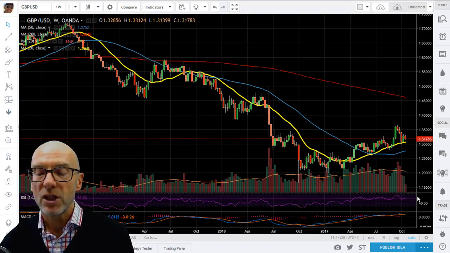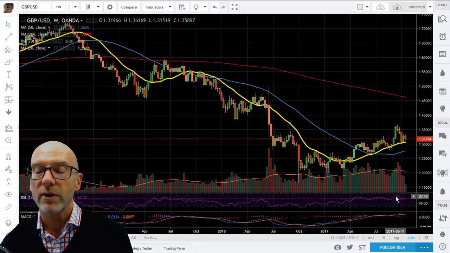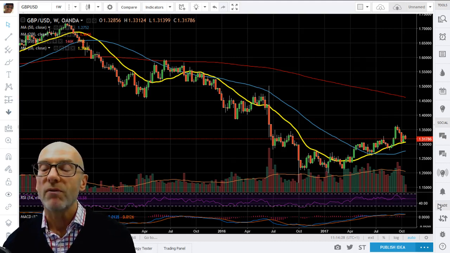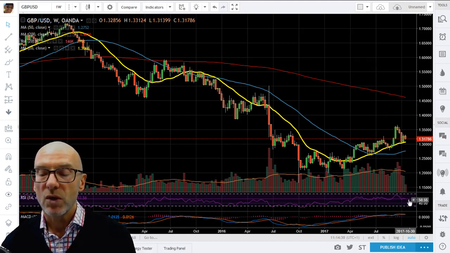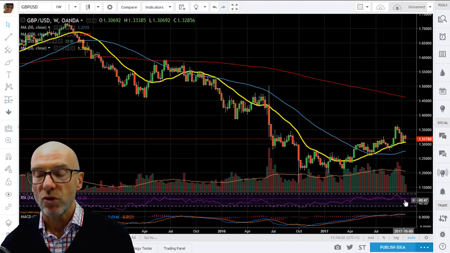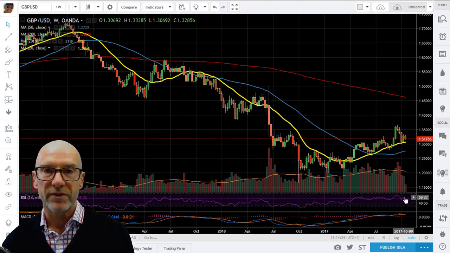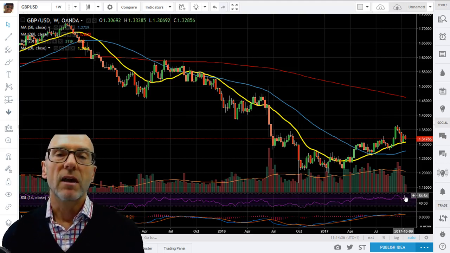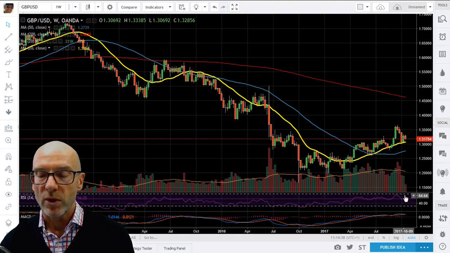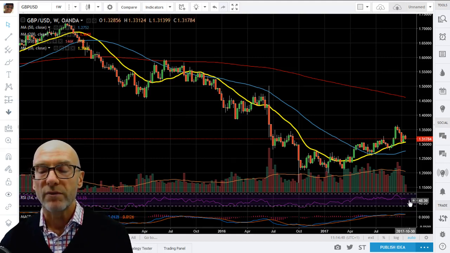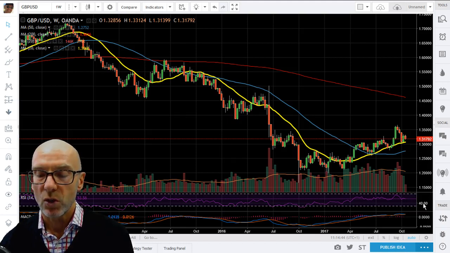On momentum you can see that we did actually get slightly overbought on the RSI. That's now unwound. Presently 53.55. So slightly neutral. It needs to hold above 50 just to keep the upside momentum going, really. A fall below 50 would probably occur if that 20-week doesn't hold.